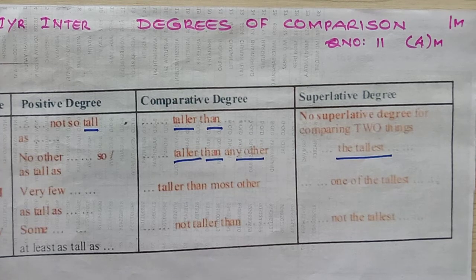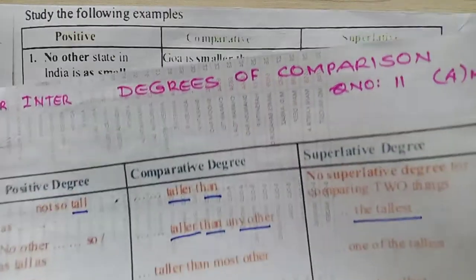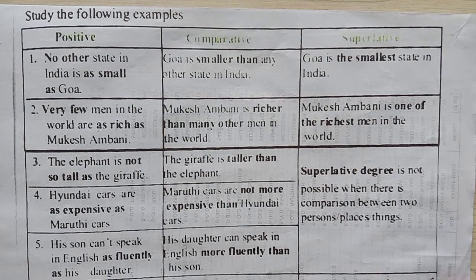Okay, students. Now, the 4th rule: we have some clues like "not taller than" and "not the tallest." These are clues when we convert from one form into another form, one degree into another degree. Okay, let's now try to solve some of the problems here.